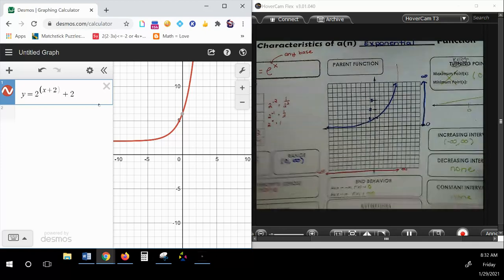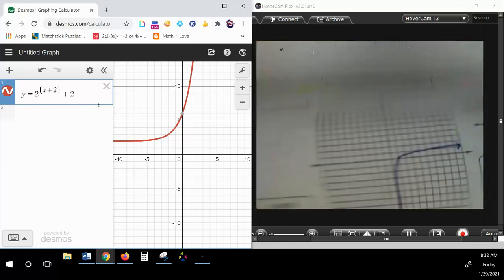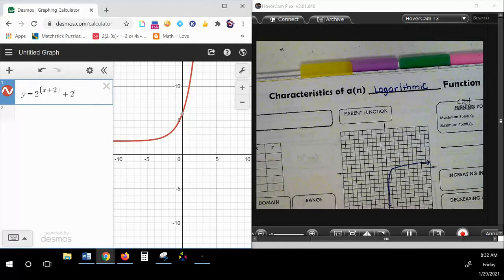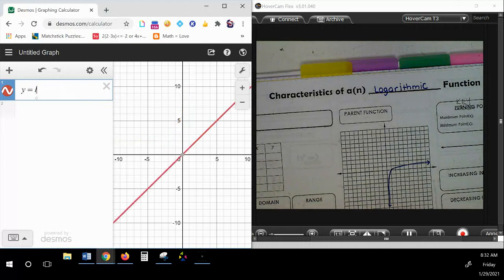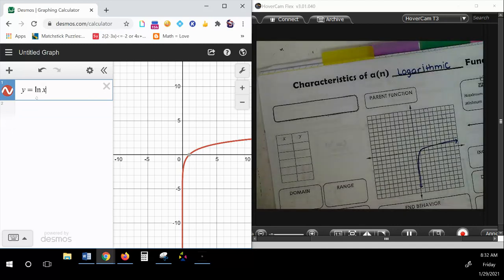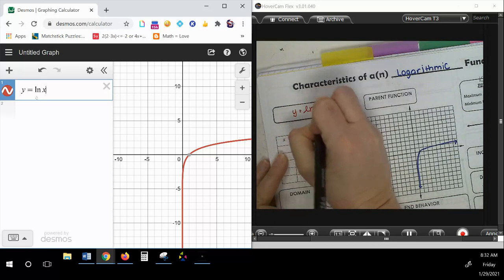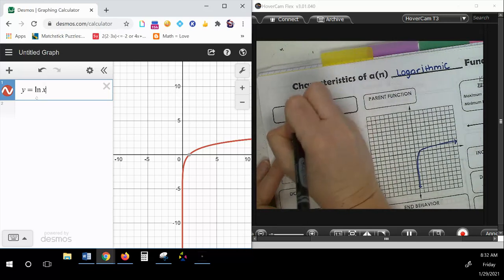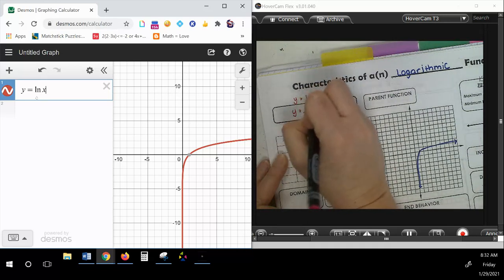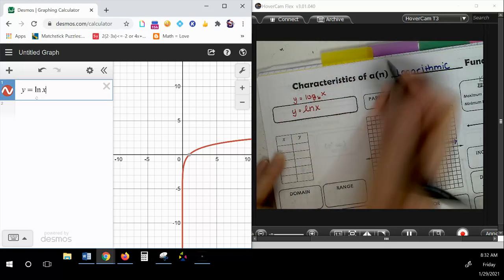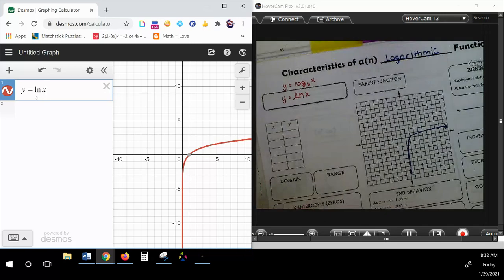It's easier to see on there than if I explain it. All right, and the last one is its inverse, which is the logarithmic function. I'm going to go with the natural log here over on Desmos. So y equals ln x. But it could also be written as y equals log with the little base here and x. Either way. They're slightly different. I'll kind of show you.